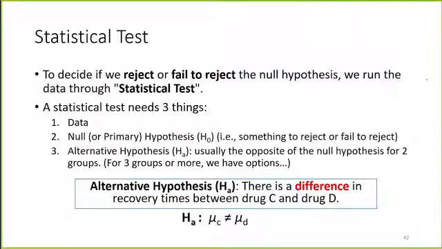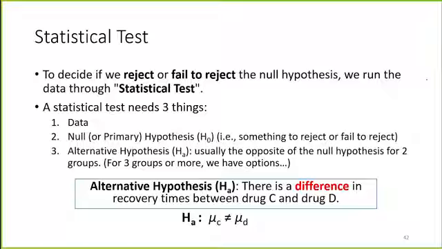Alternative hypothesis, HA, which is usually the opposite of the null hypothesis. But it might be more complicated for 3 groups or more, because if you have 2 groups, the null is no difference, and the opposite is there is a difference between A and B. But if you have 3 groups, no difference and different will have more than 2 things.